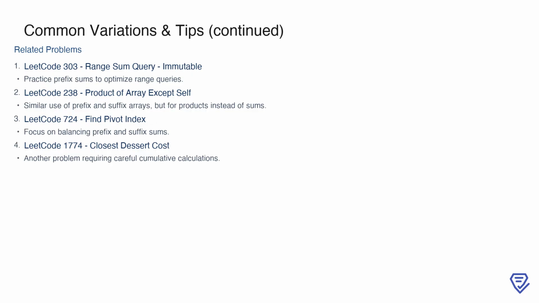LeetCode 724, Find Pivot Index, also emphasizes balancing prefix and suffix sums to identify the pivot point in an array. Lastly, LeetCode 1774, Closest Dessert Cost, presents a more advanced scenario requiring careful cumulative calculations. By exploring these related problems, you can solidify your grasp of cumulative computation techniques and expand your problem-solving toolkit.